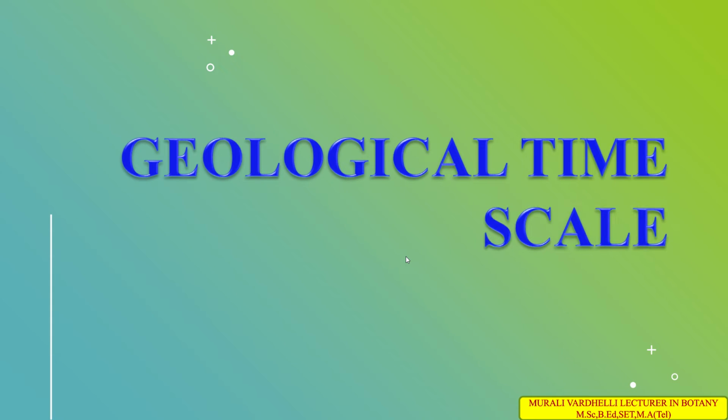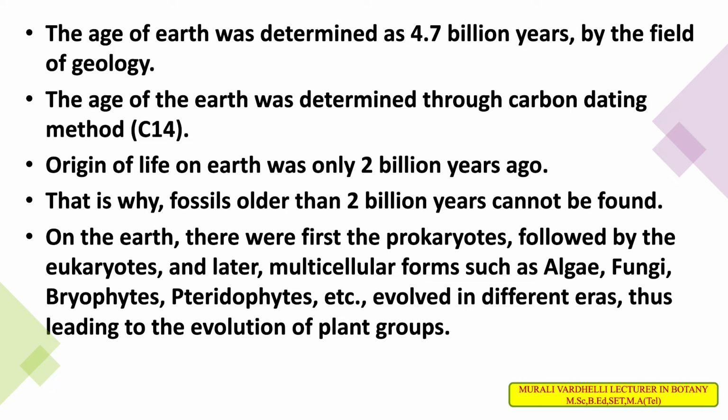Today, we are going to discuss the geological time scale. In the geological time scale, the age of the Earth was determined as 4.7 billion years by the field of geology. The age of the earth was determined through the carbon dating method. In this carbon dating method, they used C14 carbon. With the help of this C14 carbon, they determined the age of earth as 4.7 billion years.